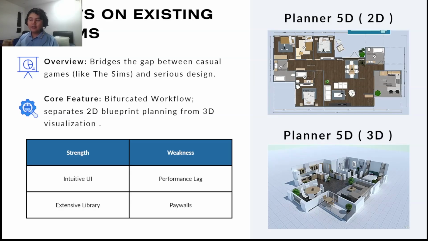And then the strength of this system is it has intuitive UI. So user can simply drag and drop the furniture asset in the working space, which is a very simple mechanism. And then it also offers an extensive library, thousands of assets user can choose from. And then we have the weakness. Sometimes this system might experience performance lag because it struggles with high polygon furniture.